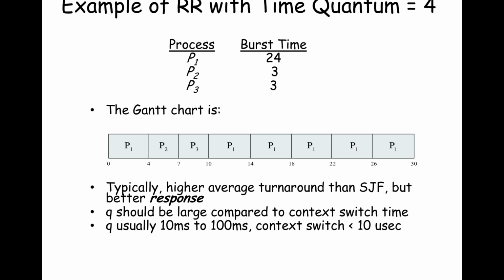So P1 gets 4 units of time, okay? And then P1 gets 4 more units of time. And then P1 gets 4 more units of time. And that continues because it's the only thing in the queue until P1 is done with its burst. Okay. Any questions about this?